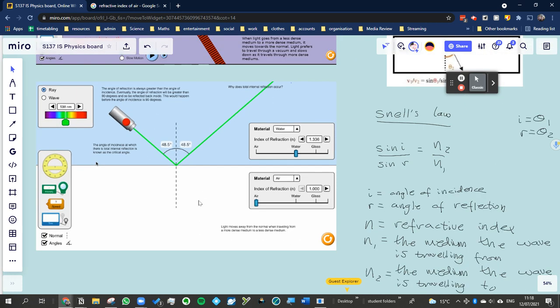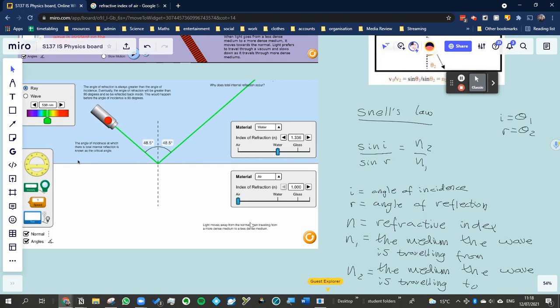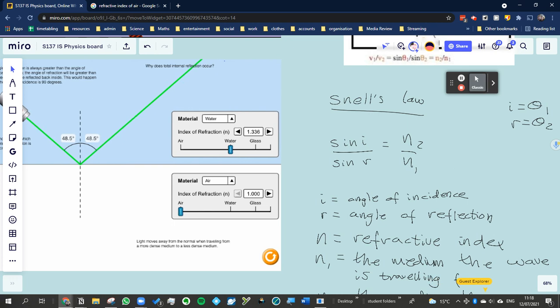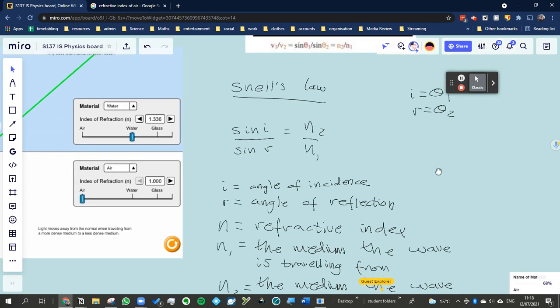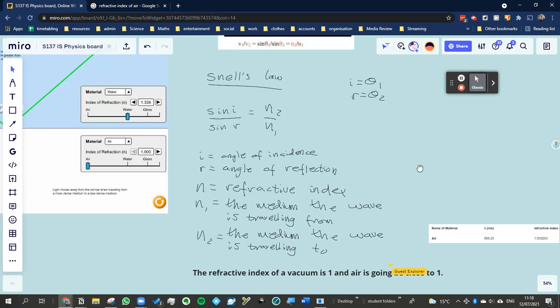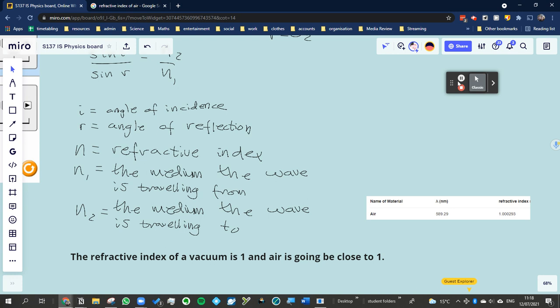Now, the relationship with all types of refraction is this. We can work it all out using Snell's law. Different materials have different refractive indices. They have a different refractive index, and it's basically a measure of how much the material will slow down light.